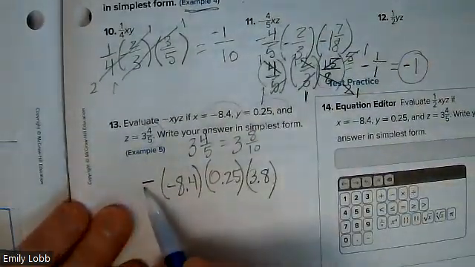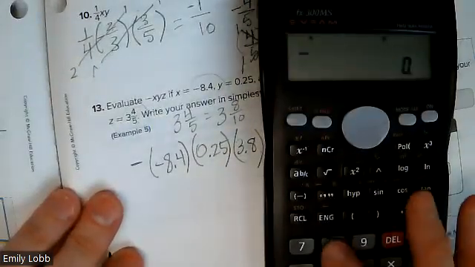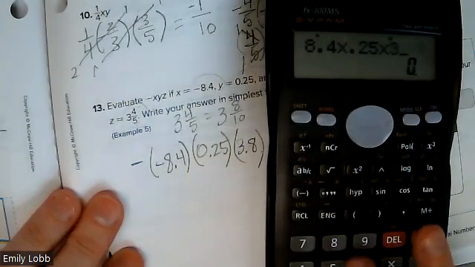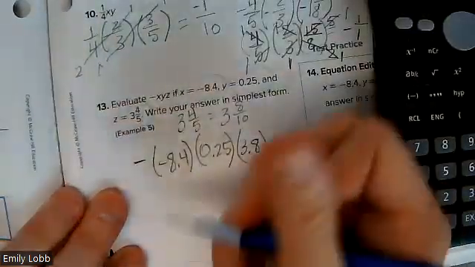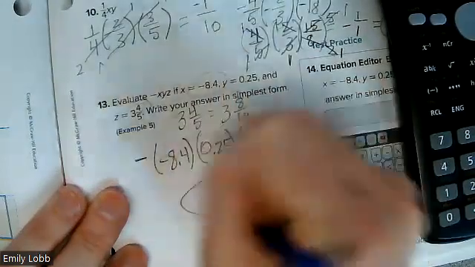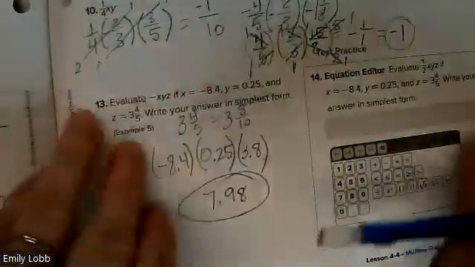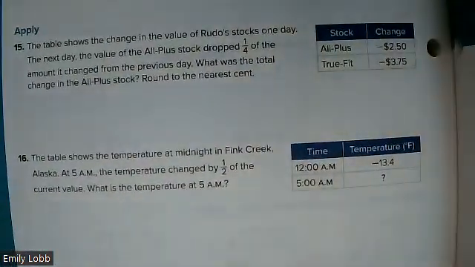Now, negative times a negative is going to be positive. So all of our answers are going to be positive. Into my calculator, I would just put 8.4 times 0.25 times 3.8. And you would have 7.98. Make sure you know how to do that though, right? So 14 you have, and 15 and 16 should have been done as well. You want to do 15 or 16? Any preference?